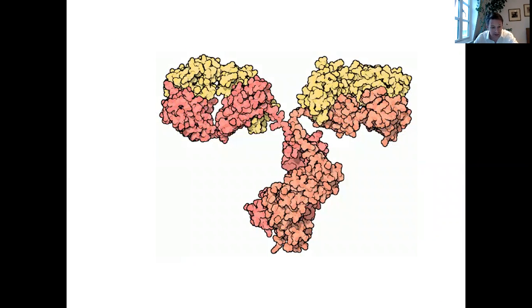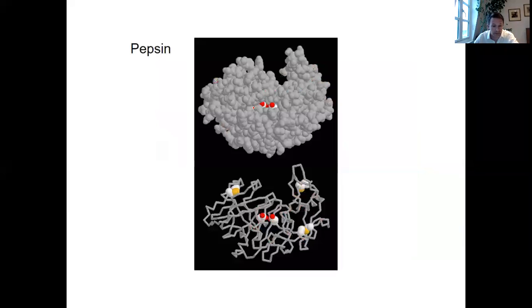This rather elegant molecule is an antibody. So we've got the variable region here, and the variable region is specific to only one antigen. This is pepsin. These are two models here of different ways of modeling the structure. We've got an active site, and here we've got disulfide bonds. And remember, pepsin is the endopeptidase that you have in your stomach.